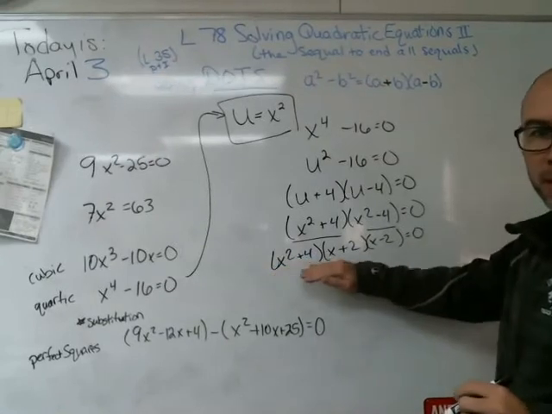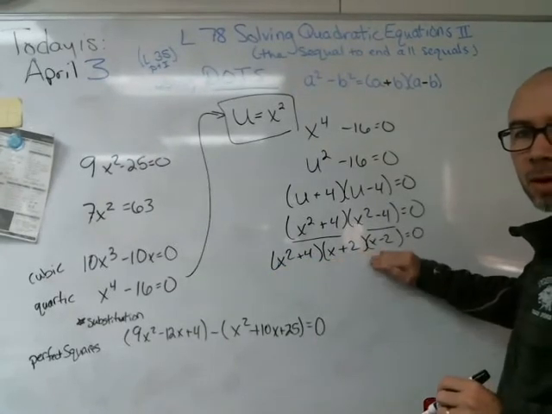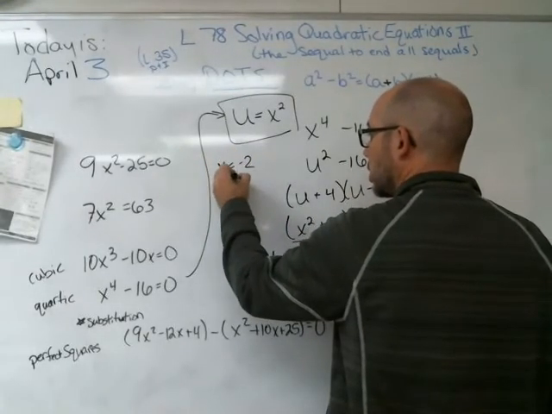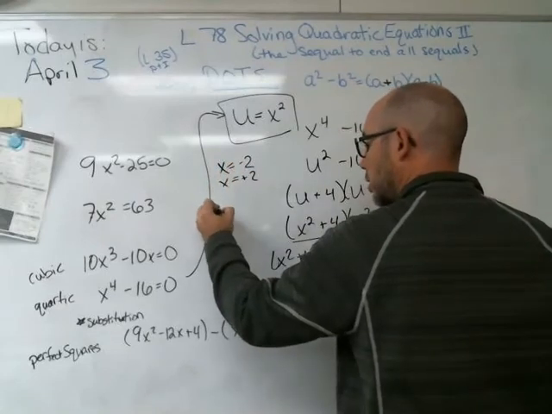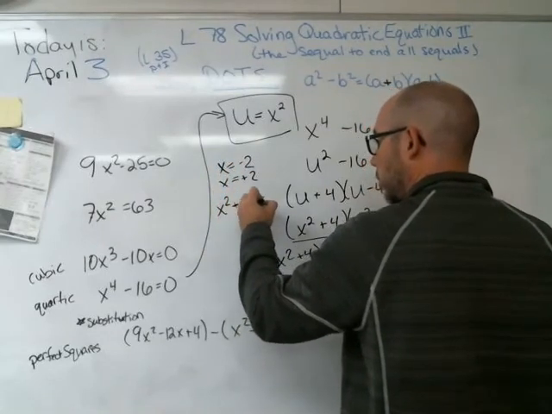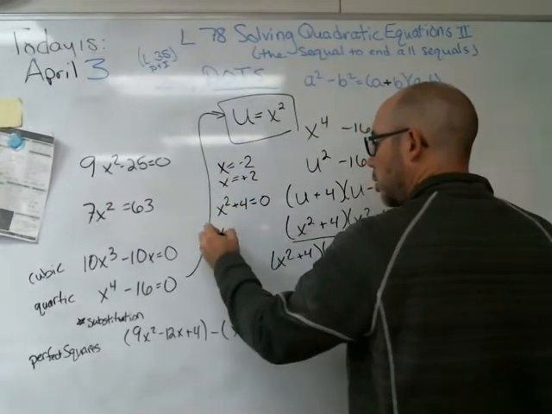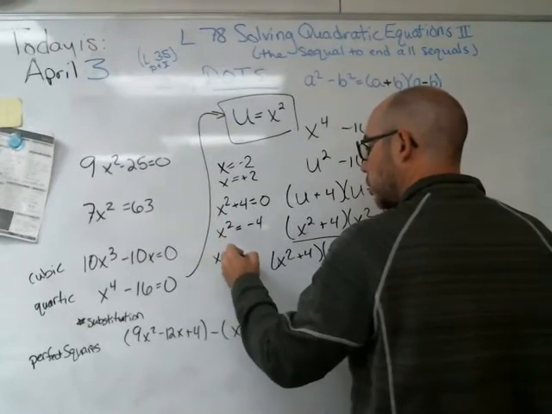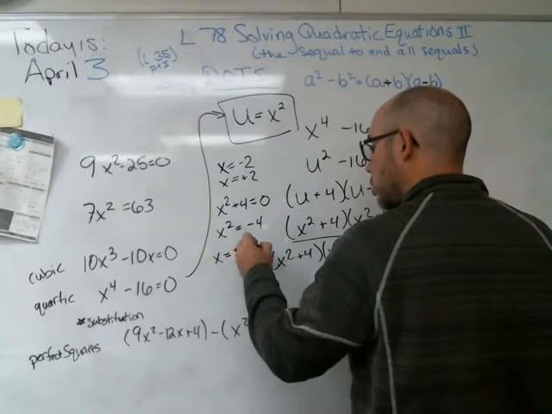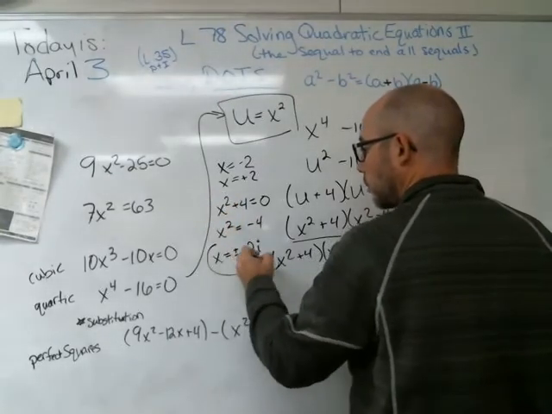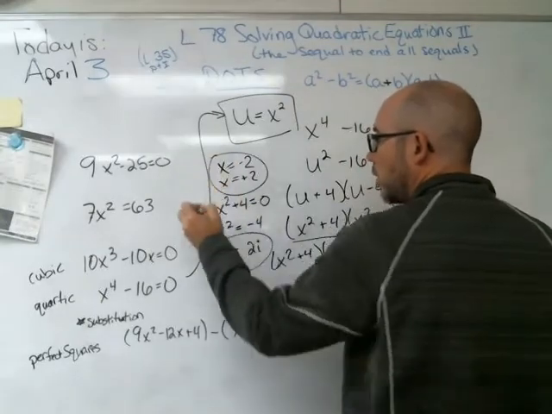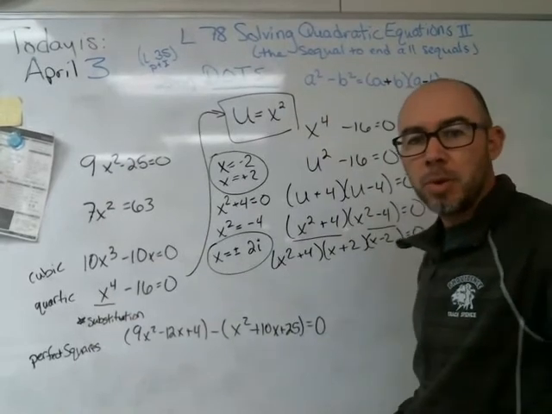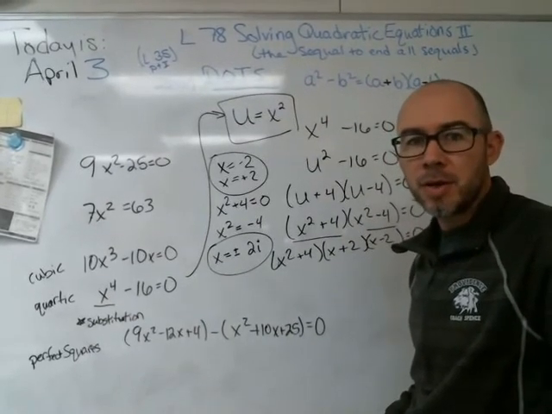Two are going to be complex conjugates, and I'm going to have the answers negative 2 and positive 2. X equals negative 2, x equals positive 2, and then we're trying to solve this little problem right there. So x squared equals negative 4, x equals plus or minus 2i. 1, 2, 3, 4. It's quartic. There's 4 answers that I have to have: plus 2i, minus 2i, negative 2, positive 2.